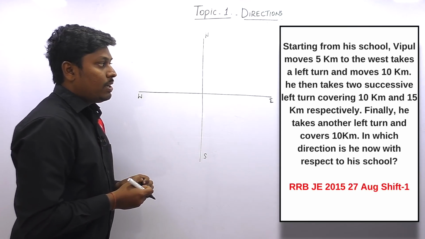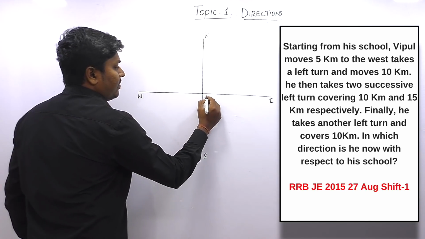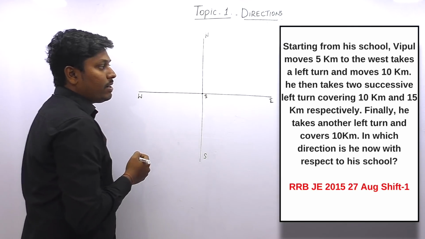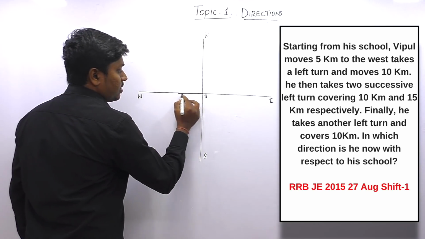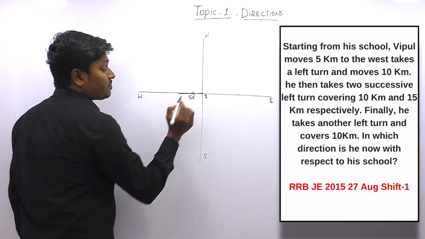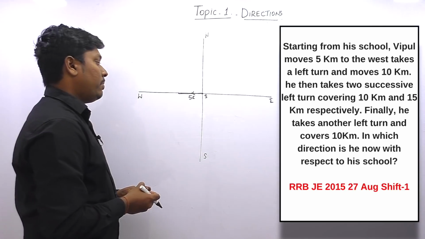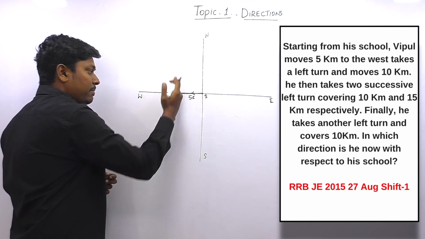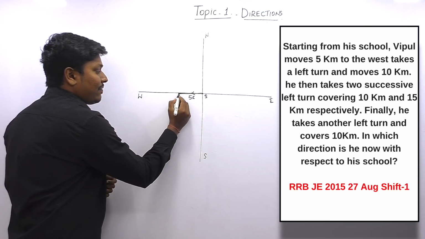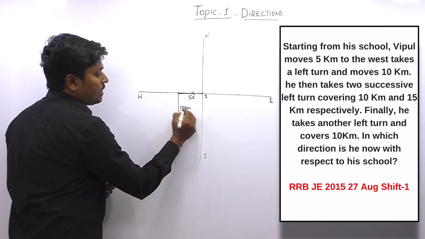Starting from a school, Vipul moved 5 km to the west. So from this point, let me fix this starting point. So from the starting point, a person Vipul is moving 5 km towards the west. So this will be 5 kilometers. And second point, he takes a left turn and moves 10 kilometers. So remember that if Vipul is walking in the direction of west, then right hand side will be this side, left hand side will be this side. So after reaching 5 kilometers, he is taking a left turn and now he is walking 10 kilometers.